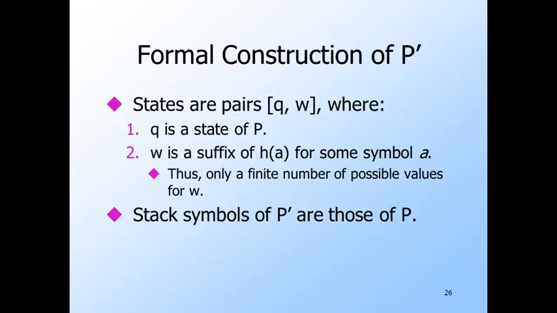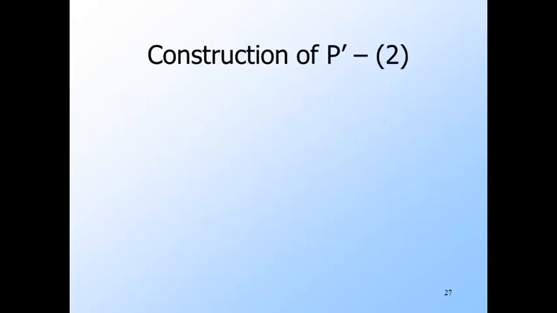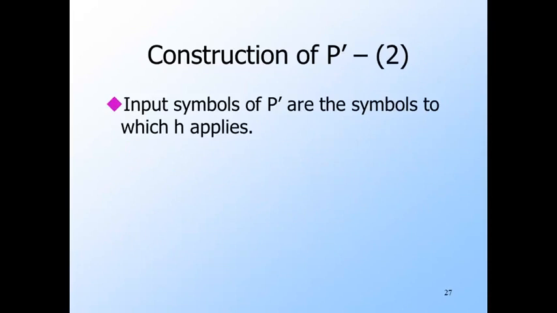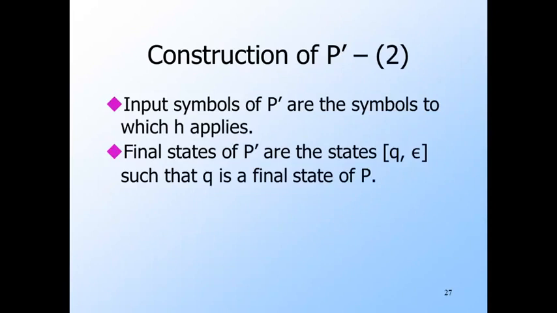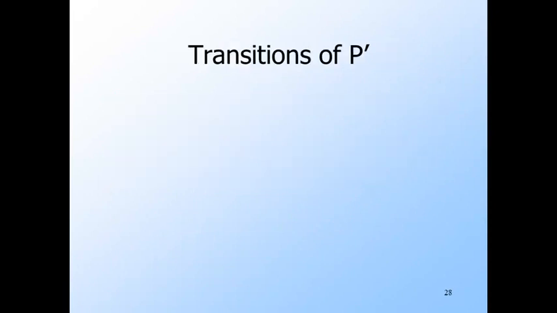The stack symbols of P prime are those of P. Moreover, as we shall see, the stack behavior of P prime mimics that of P. And the start state of P prime is Q0 epsilon, that is, the start state of P paired with an empty buffer. The input symbols of P prime are those symbols A for which H of A is defined. And the final states of P prime are the final states of P paired with an empty buffer. Now we'll show how P prime simulates P by giving the transition function delta prime for P prime.